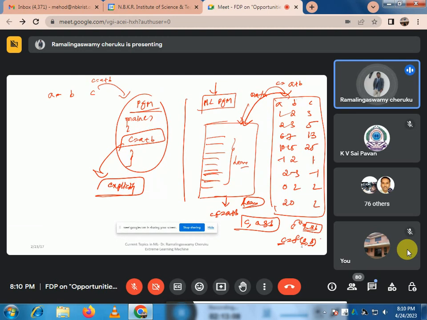Understood? The difference between the simple C program and the machine learning program is that in the machine learning program, the relationship is identified. There is no explicit relationship, you have to learn that relationship. Guys, understood the difference between the simple C program and the machine learning program?